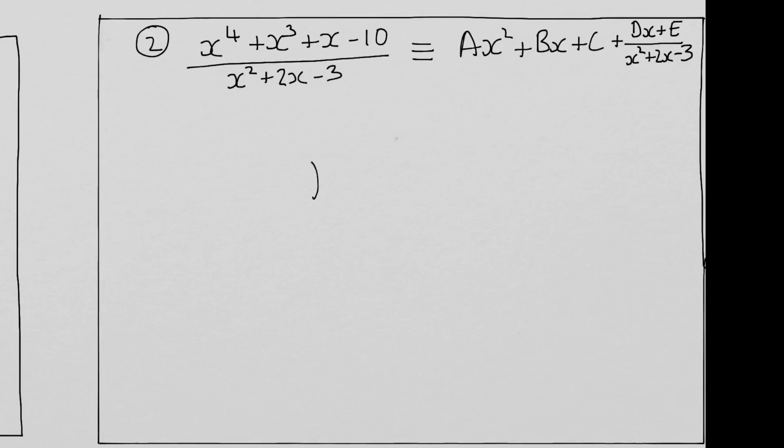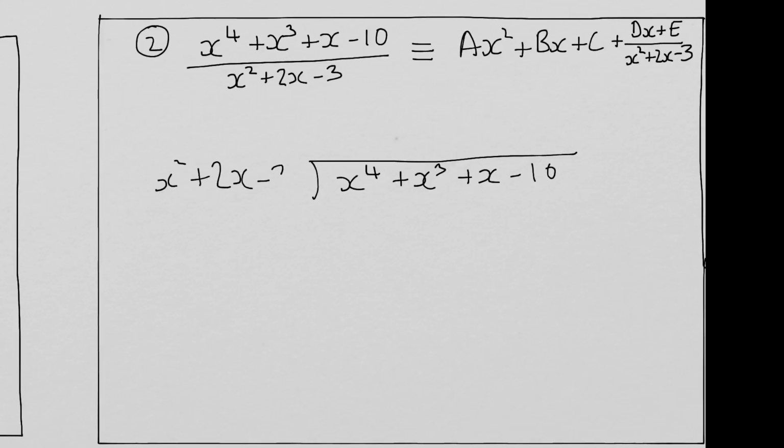So in setting up this question, inside your bus stop is going to be x to the power of 4 plus x cubed plus x minus 10. And we are going to be dividing that by x squared plus 2x minus 3. And that first question is still going to be the same. What do I need to multiply x squared by to give me that x to the power of 4? Well, that's going to be x squared. And learning from my mistake in the last one, I'm going to change this part here so that it says plus 0x squared. And then we've got the plus x and the minus 10.